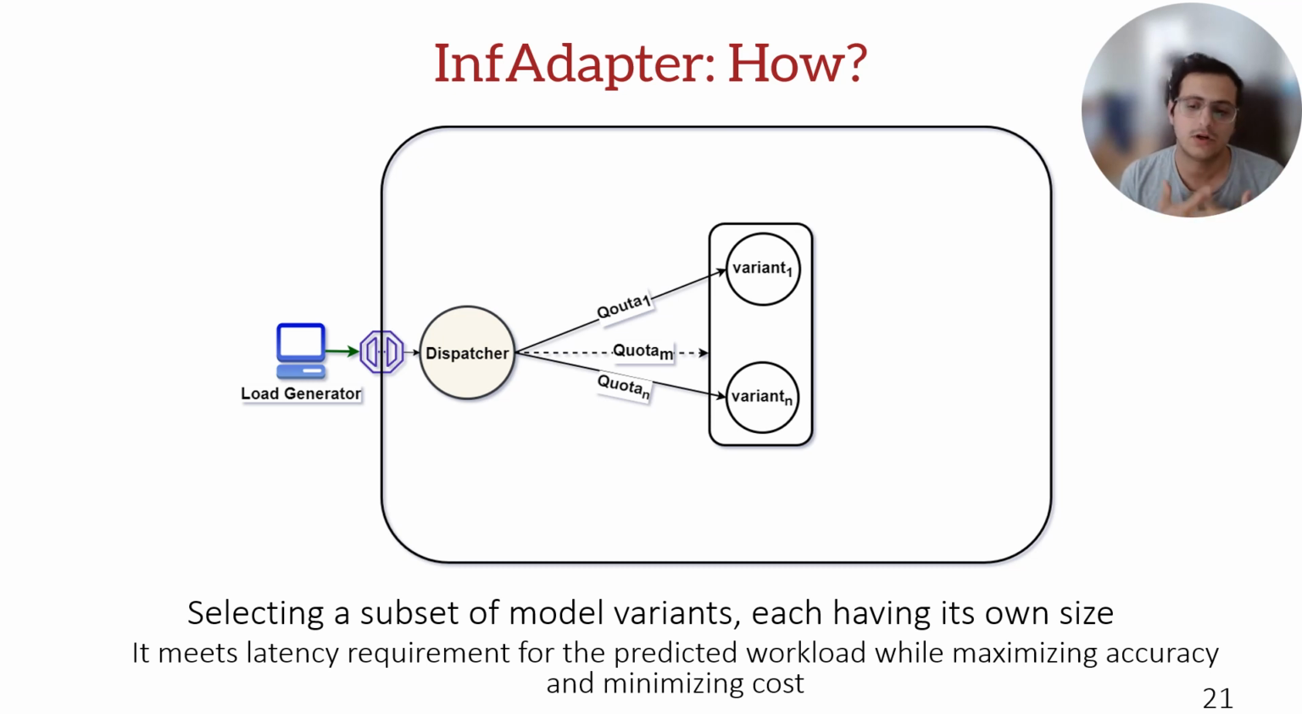Using multiple variants is interesting, but let's see how InfAdapter achieves this. InfAdapter benefits from a dispatcher that dispatches requests among the model variants. The thing is, it first has to pick a subset and select what model variants it has to use. Second, it has to load balance these requests among these variants. And this is done by predicting the workload. InfAdapter achieves this while it maximizes the accuracy and minimizes the cost.